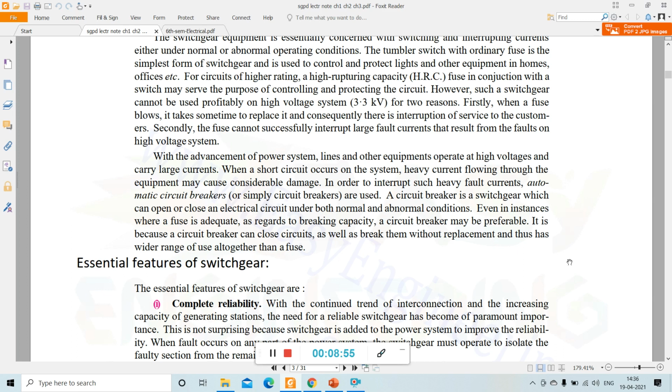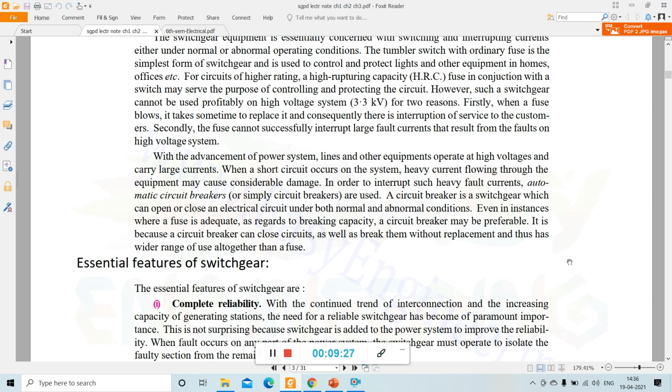Even in instances where a fuse is adequate with regard to breaking capacity, a circuit breaker may be preferable. It is because a circuit breaker can close circuits as well as break them without replacement, and thus has a wider range of use altogether than the fuse. So this is all about the introduction to the fuse and circuit breaker: where a fuse is connected, where a circuit breaker is used. These are the basic details about the fuse and circuit breaker.